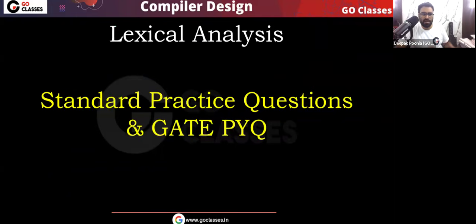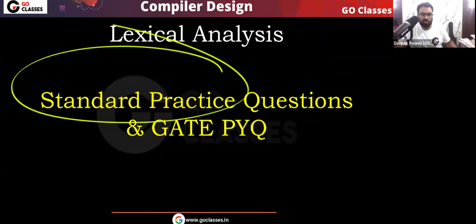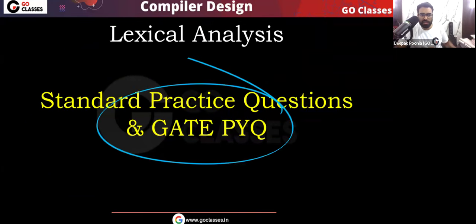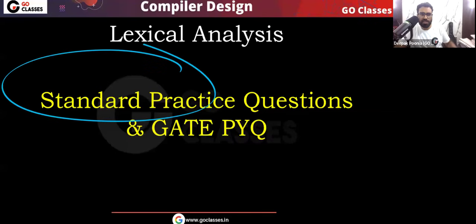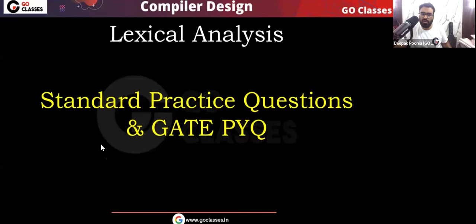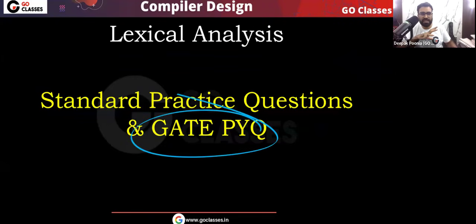Now we are going to solve a lot of standard practice questions and also a GATE question. We will do the complete analysis of all these questions. All of them are taken from standard top universities, and one of them came in the GATE exam a few years back. That GATE question has come from these standard questions that we are going to solve. So let's start now.